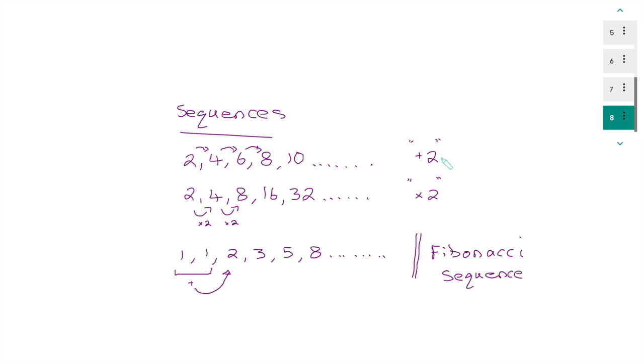Now they've got different names. This one, where the difference between the numbers is an addition, is called an arithmetic sequence. And this one, where we've got a common multiplying factor between the terms, is called a geometric one. Okay, so that's the basics of what sequences are, and as I say, we'll come back to Fibonacci another time. So let's move on and look now at arithmetic sequences.